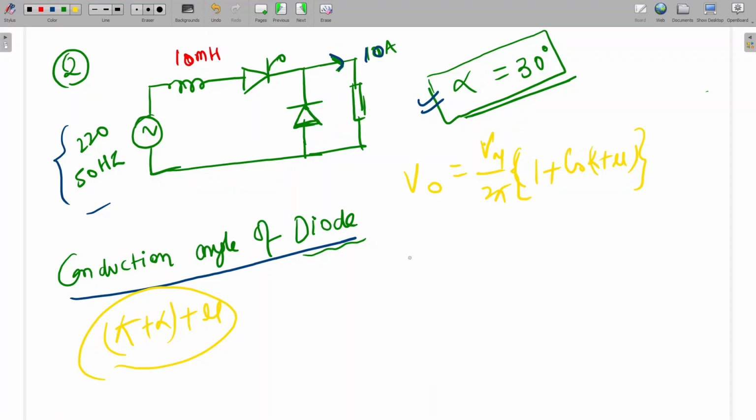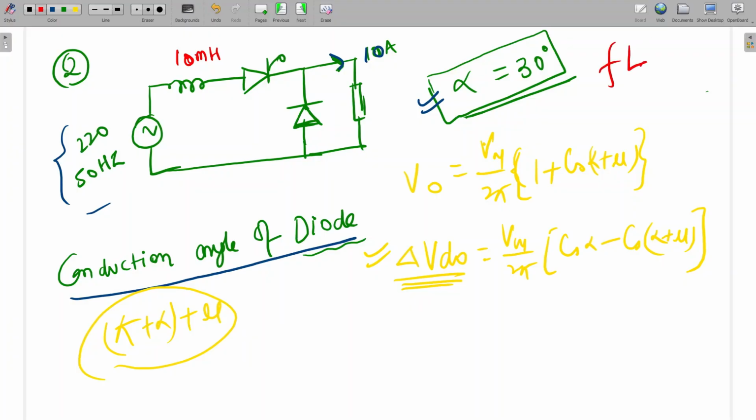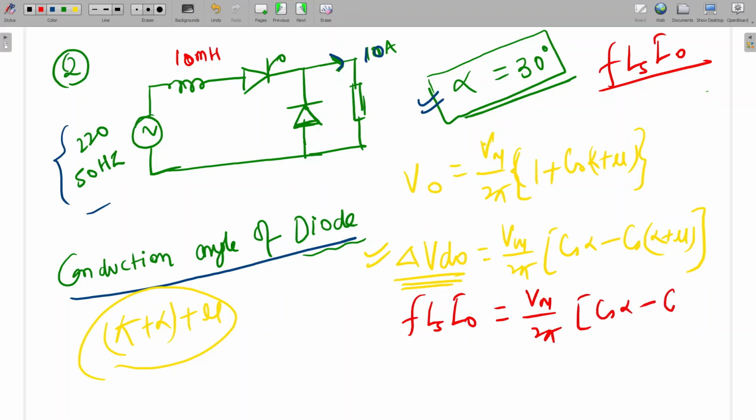Our delta VD0 formula is there: Vm upon 2 pi into cos alpha minus cos alpha plus mu. One more formula was there, no? F Ls I naught. Yes, sir. So F Ls I naught should be equal to Vm upon 2 pi into cos alpha minus cos alpha plus mu. From this equation we can calculate the value of mu.